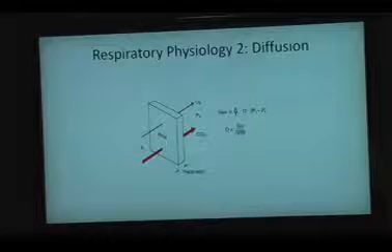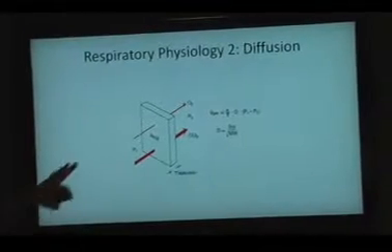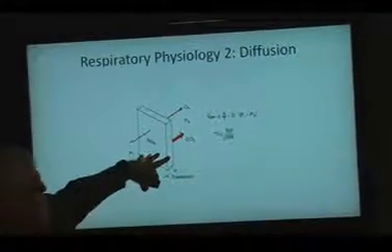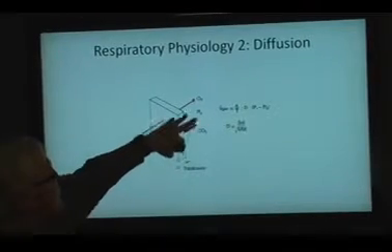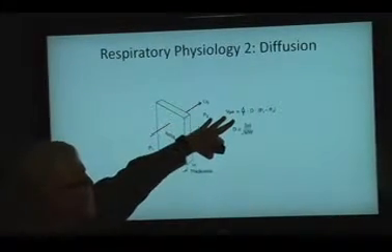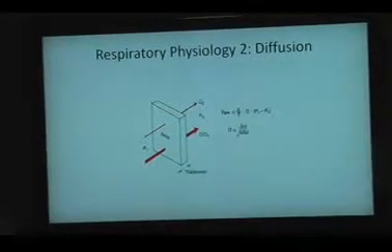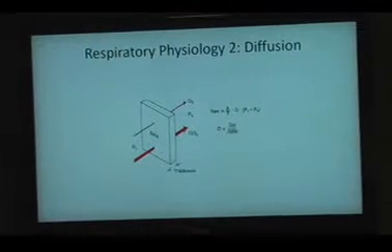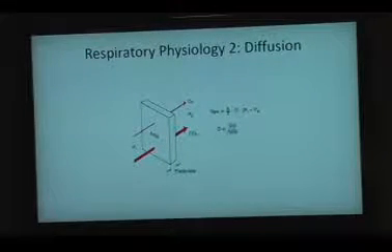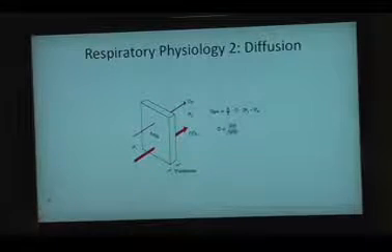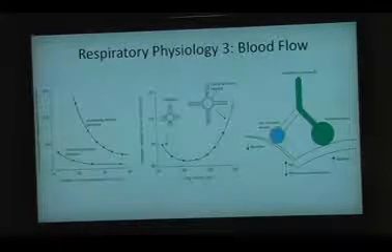Then week two we talked about diffusion across the alveolar capillary membrane, which is determined by a number of things, primarily the surface area for diffusion and the thickness of the membrane. So if there's loss of surface area, like with emphysema, that will reduce diffusion. If there's thickening of the alveolar capillary membrane, like interstitial lung disease, that will decrease diffusion.